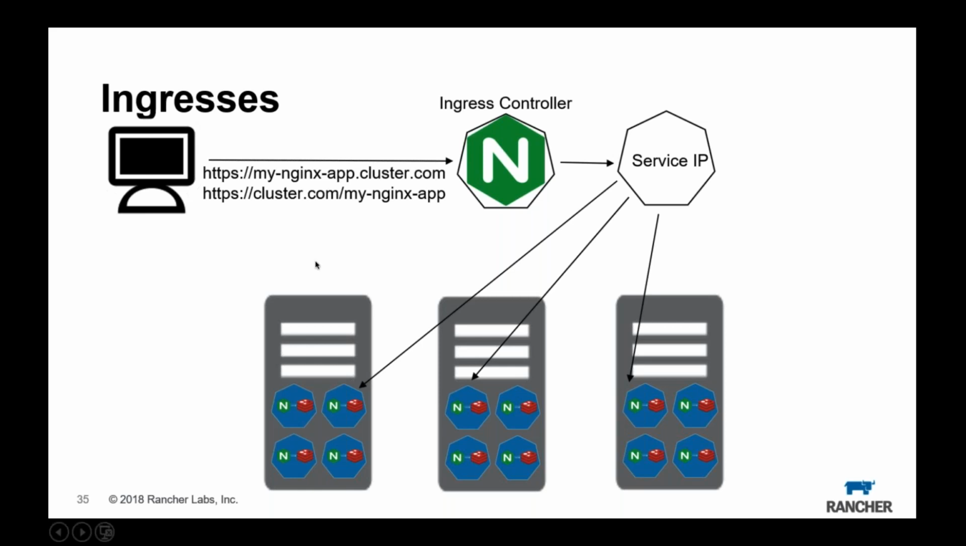So this is an example of how Ingress works. Depending on which host, here you have cluster.com and the path is my Nginx app, and here there is another host. Based on what host and path you reach, the Nginx controller is going to route to the particular service IP, and that service IP is going to load balance across all of these pods.